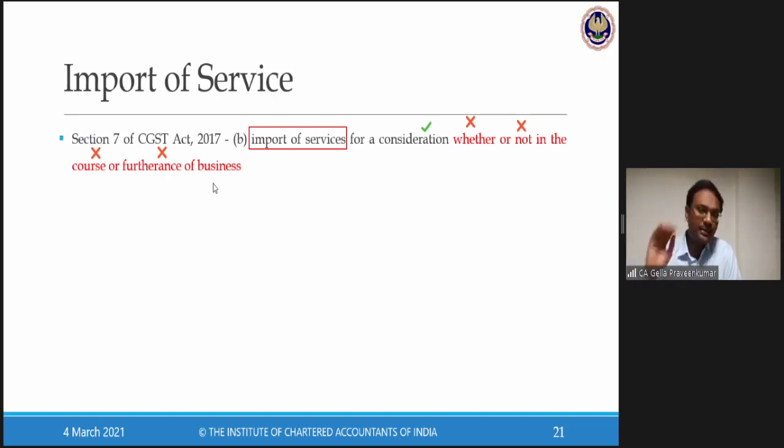Now, please keep in mind, it is not a complete statement. It is giving a fact saying that when you import a service and when there is a consideration, whether that service is used for a business or not for a business, it is called as a supply. Now, they are defining what is a supply. I'll give you a couple of examples.